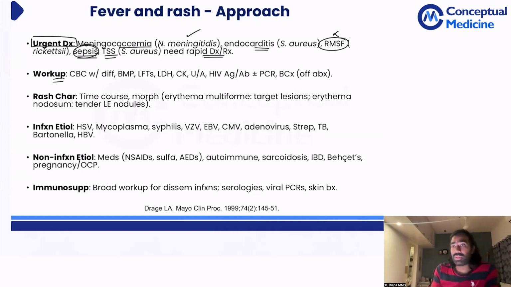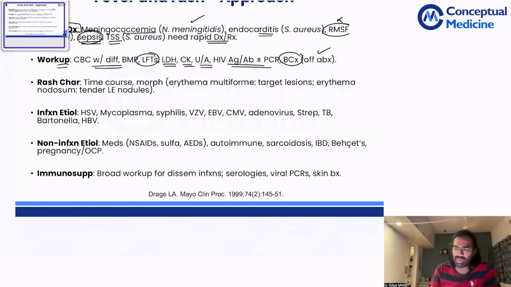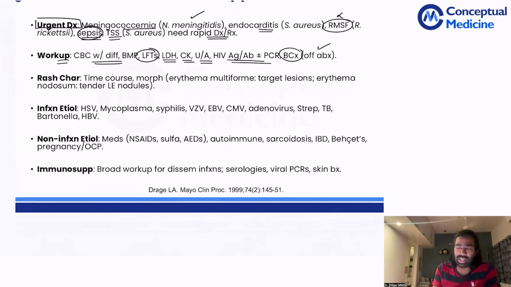So what workup are you going to do? You're going to do the basic workup like CBC with differentials, basic metabolic panel, LFTs, LDH, creatine kinase, urinalysis, HIV, blood cultures and all those. And blood cultures should always be taken before antibiotics. Very basic workup, depending on the need again. So don't think all these investigations will be required. Depending on the patient's presentation, I'm going to tailor the investigations accordingly.